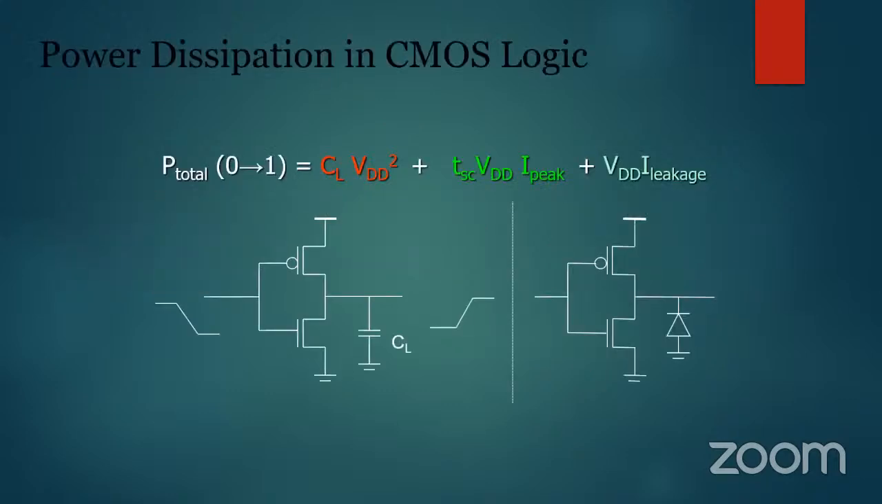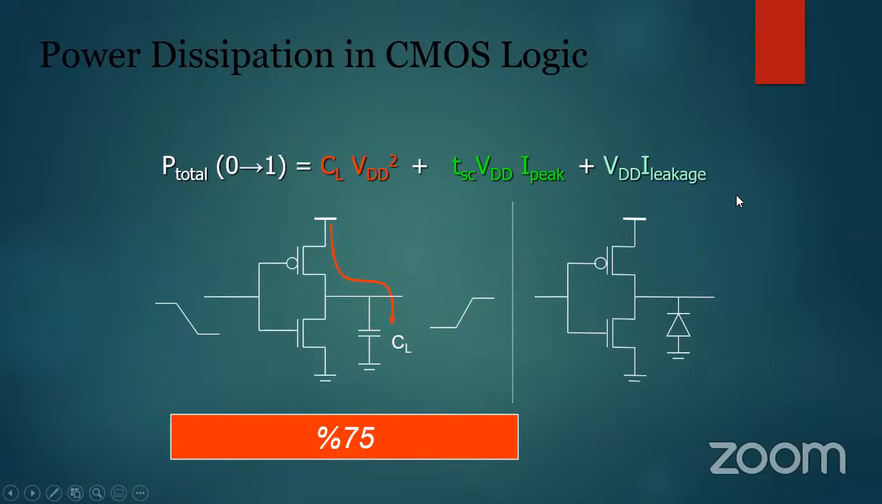So we can see, when the total power dissipation goes from 0 to 1, the first factor is composed of the dynamic power dissipation. The second one is the short circuit power, which is a very small factor, and the third one is your static power. In this IDD leakage, we have included every type of leakage current. All the leakage currents have been included in this.